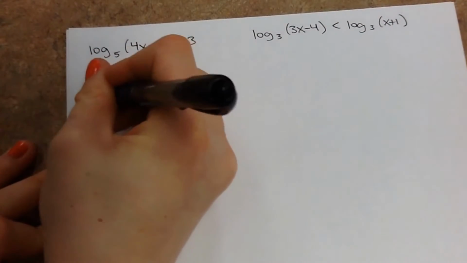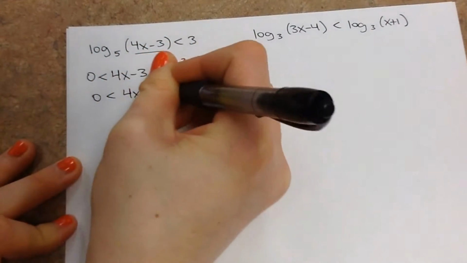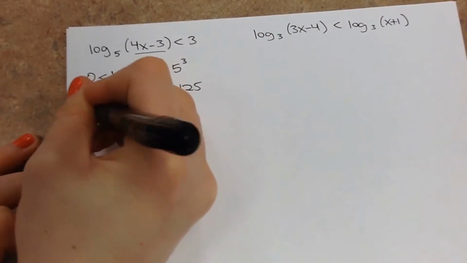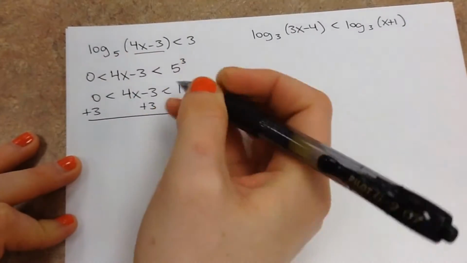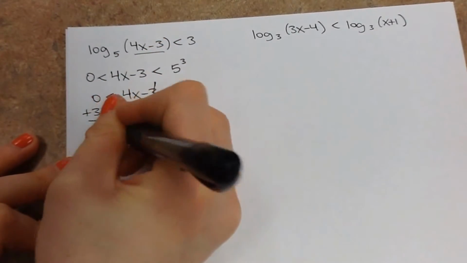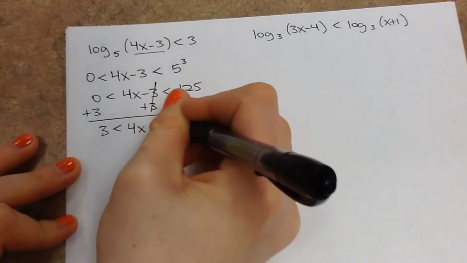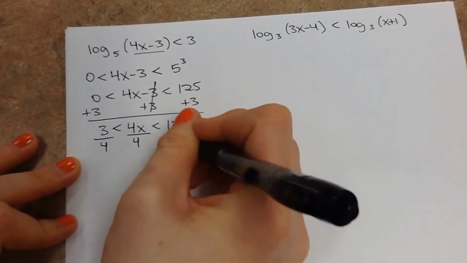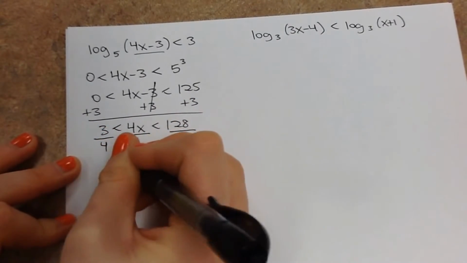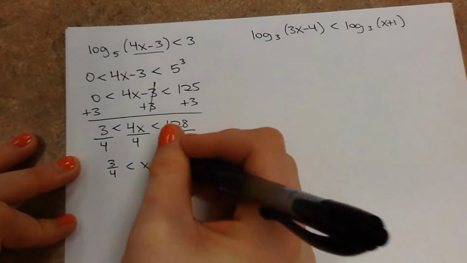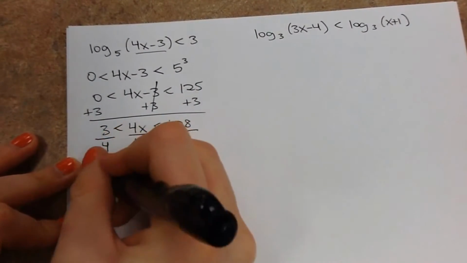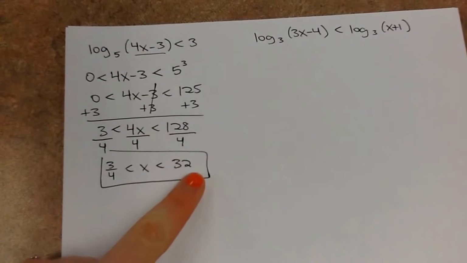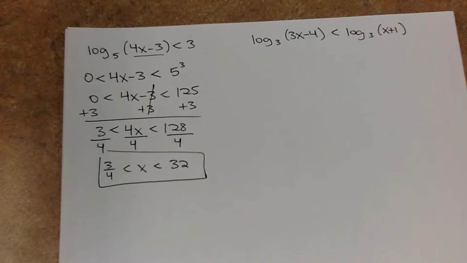All right, so now let's finish this off. 5 cubed is 125. And then remember the way these 3-piece inequalities work. Whatever you do to the middle, you have to do to all 3 sides. Then we're going to divide all the sides by 4 to get that x by itself. So we've got 3/4 is less than x is less than 32. As long as it's bigger than 3/4, you won't be plugging in anything negative here, and anything smaller than 32 will make that inequality work.